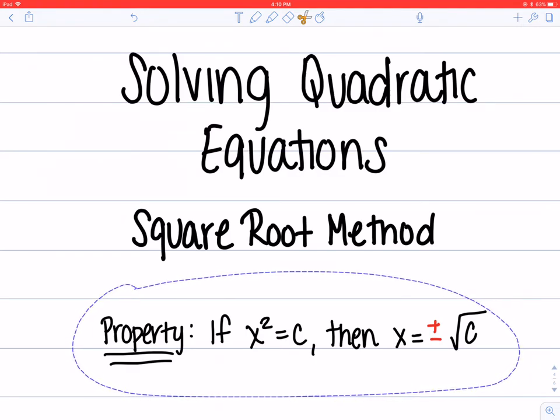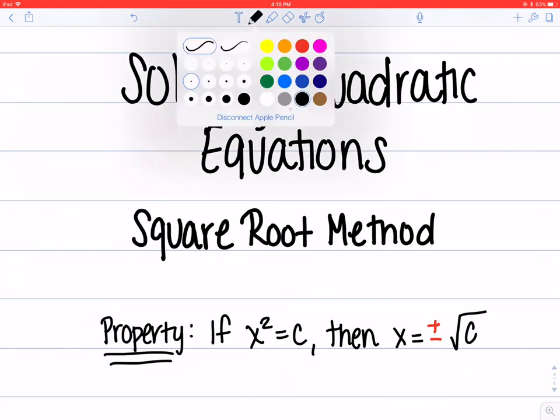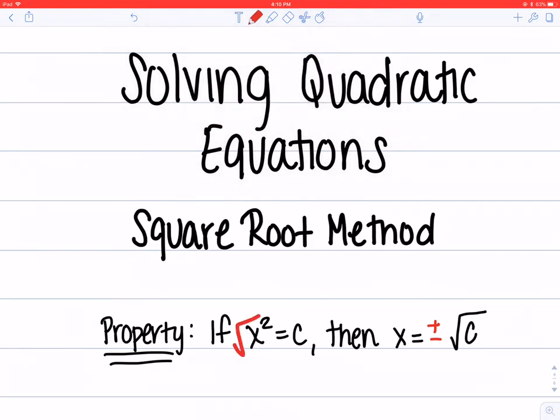So you take x squared equals c, square root both sides. The square root of x squared, those cancel out and give you x, so that's how we get the x on the left. And then on the right, we have the square root of c. Now you'll notice something a little bit different in front of the square root. We have this plus or minus sign. The reason is because you can have two possible answers.